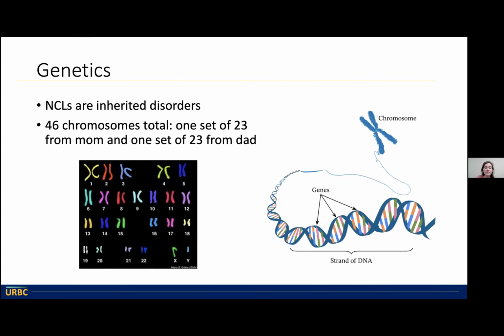The picture on the left is called a karyotype. This is a picture of a person's entire set of chromosomes. You can see that there are 2 copies of each chromosome, numbered 1 through 22. And then X and Y are sex chromosomes. And whether we inherit 2 X chromosomes or an X chromosome and a Y chromosome determines our sex at birth. The person this karyotype belongs to is biologically male because they have an X and a Y chromosome.